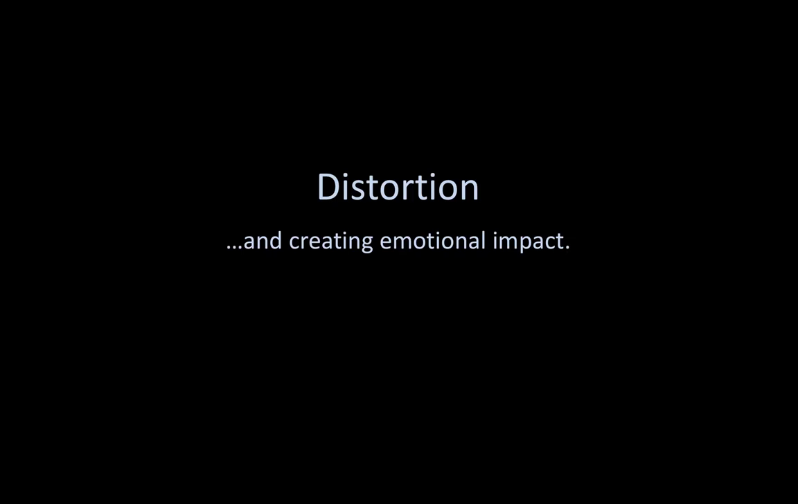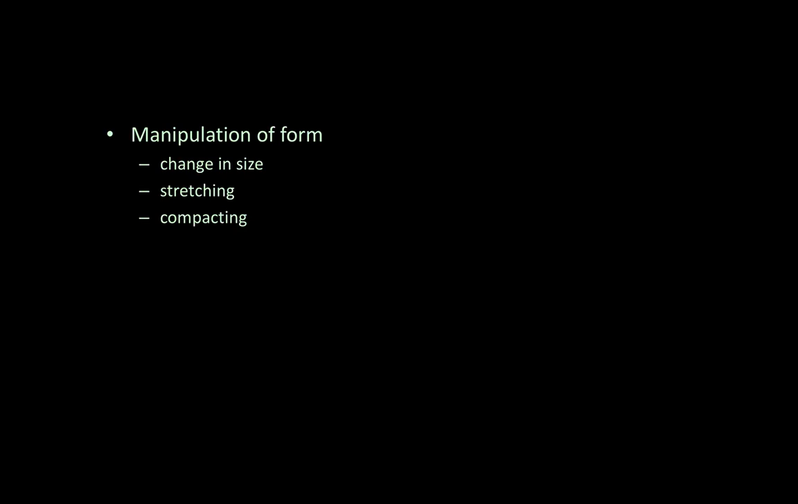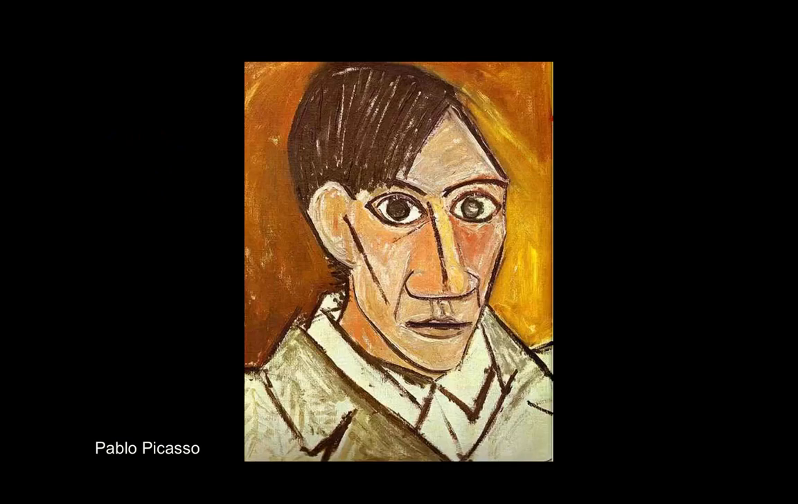Okay, this video explores ways artists have used distortion to add to the emotional intensity of the work or communicate a certain perspective. Hopefully, it'll give you some ideas and inspiration as you complete this assignment. The first strategy for distortion is manipulation of form, such as changing size, stretching, compacting.